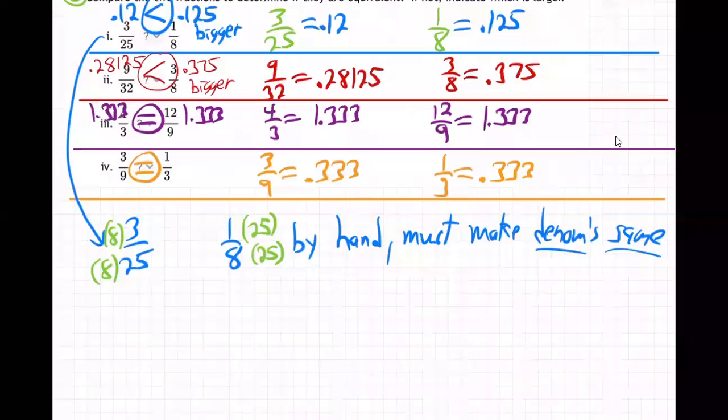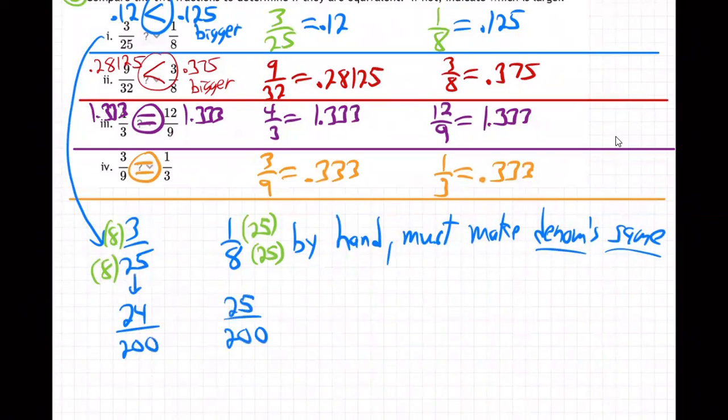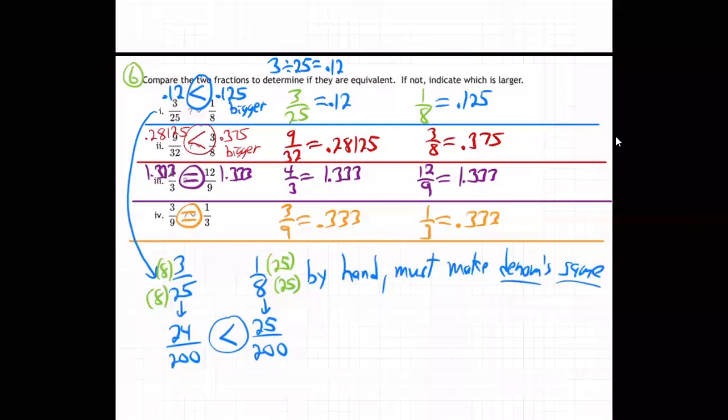So when you do that, you get 24 over, let me see, what's 8 times 25? 8 quarters, $2. 200. And then this is going to be 1 times 25 over 200. Yeah. See how I made them common denominator? You see that? And now it's pretty clear. This one's bigger, which is the same answer we got up here. That way, the one on the right is a little bigger. We did it by changing to decimals on our calculator. Here it is by just making fractions. Either way is totally fine.